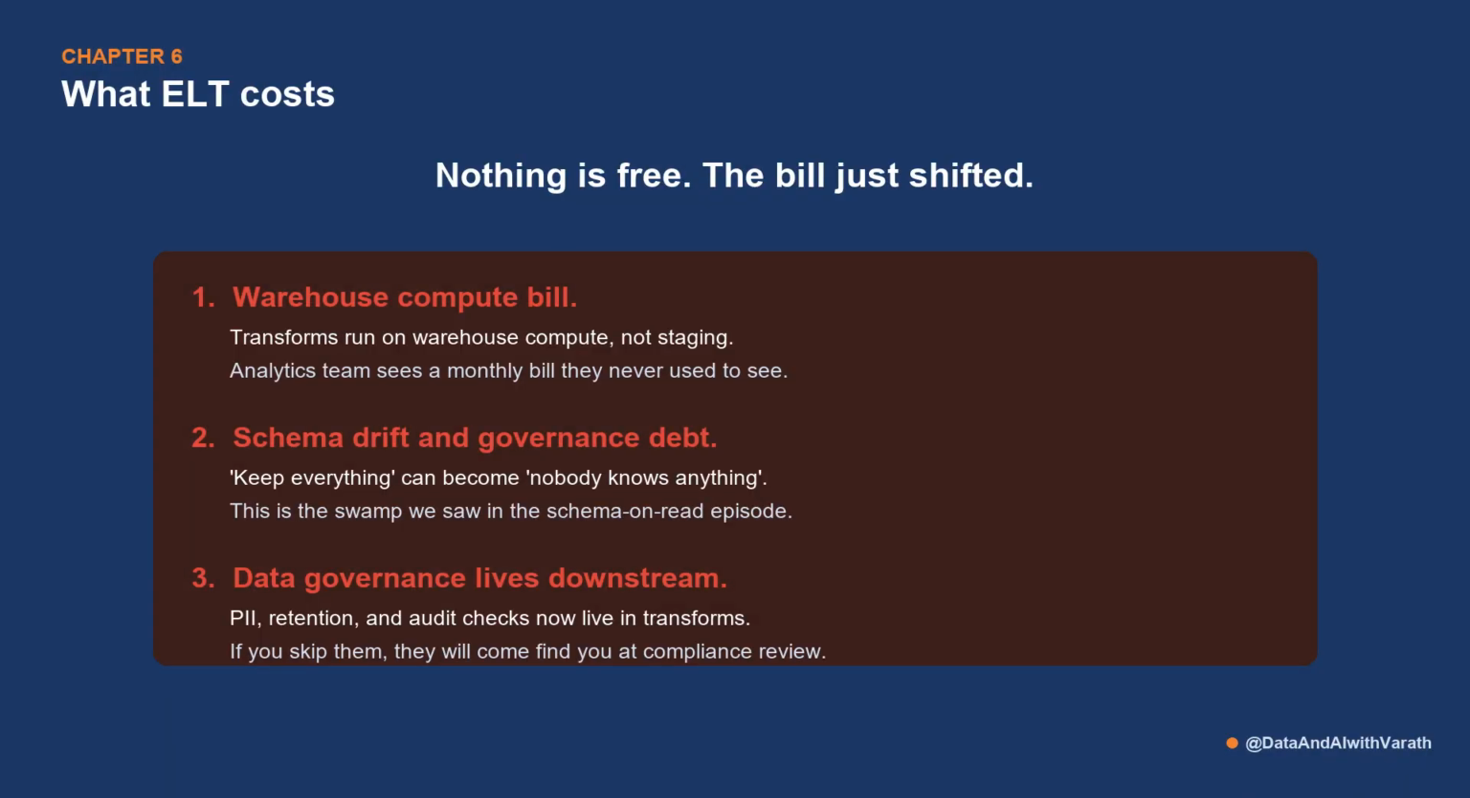Nothing is free. The bill just shifted. 1. Warehouse compute cost. Every transform now runs on the warehouse, and the analytics team sees a monthly compute bill they never used to see. 2. Schema drift and governance debt. Keep everything can become nobody knows anything. If you have watched the Schema on Read episode, this is the swamp we talked about. 3. Governance now lives downstream. PII, retention, and audit checks all live in transforms. If you skip them, compliance review will find you.